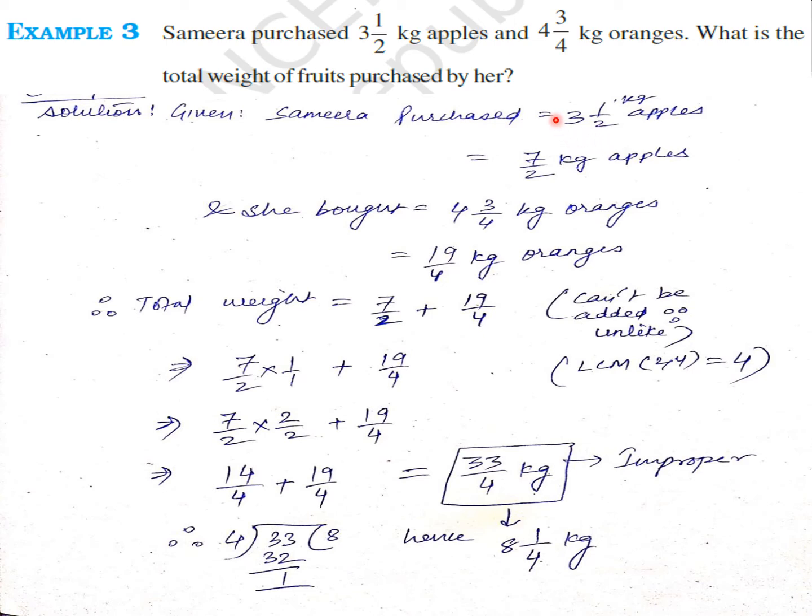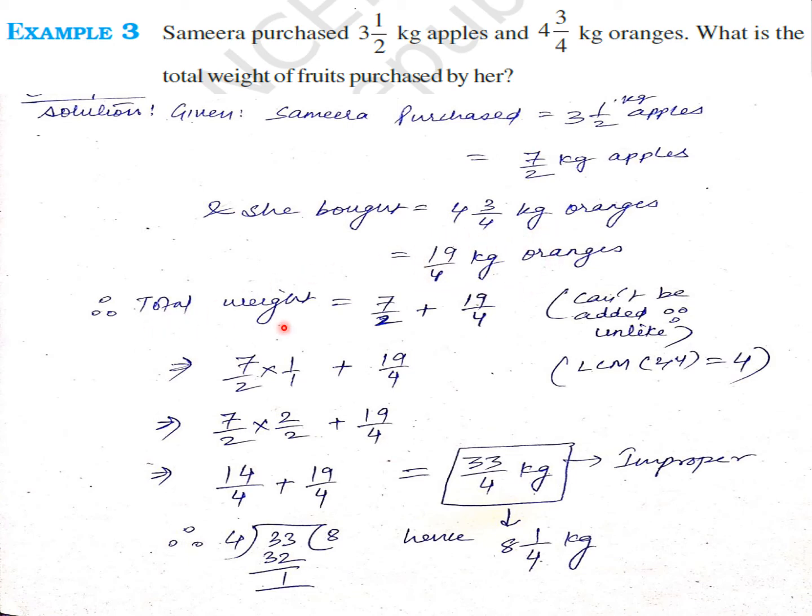2 3s are 6 plus 1, 7 upon 2 kg of apples. Okay, first ratio. Second is she bought 4 3 by 4 kg of oranges. Again a mixed fraction. 4 4s are 16 plus 3 is equal to 19 upon 4 kg oranges. So this is the fraction for apples. This fraction kg is for oranges.